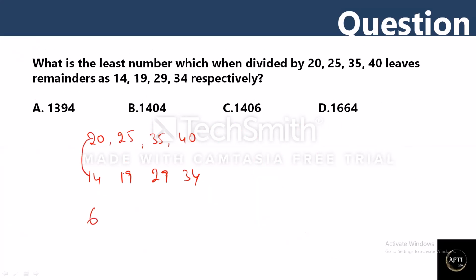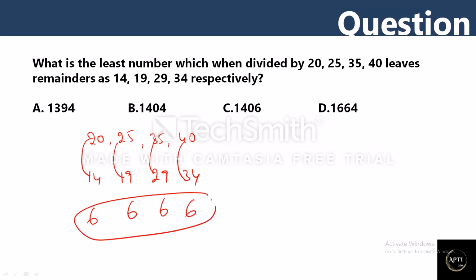Now if you observe this question, what is the difference here? The difference is 6. And here also it is 6. And 30 minus 24, that is 6. So we have the value of K. What is the value of K? K is equal to 6. That's it. Now we need to find the LCM of 20, 25, 35, 40 minus K, which will give you any one of these options.